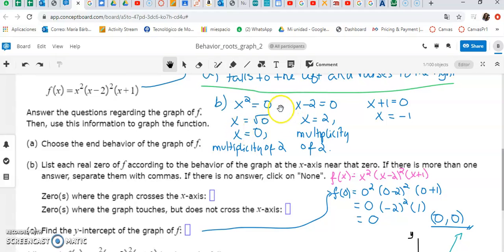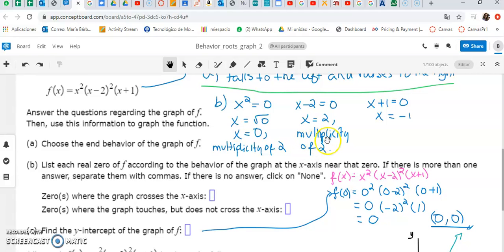That's why when we solve for each of them, as you can see here, when we solve for x to the second equals 0, we get x equals the square root of 0, and in the end, x equals 0. But the multiplicity of this factor is 2, okay? The multiplicity of this root, sorry. Good. And then the other one is x minus 2 equals 0. We solve for x, and we get that x equals 2.